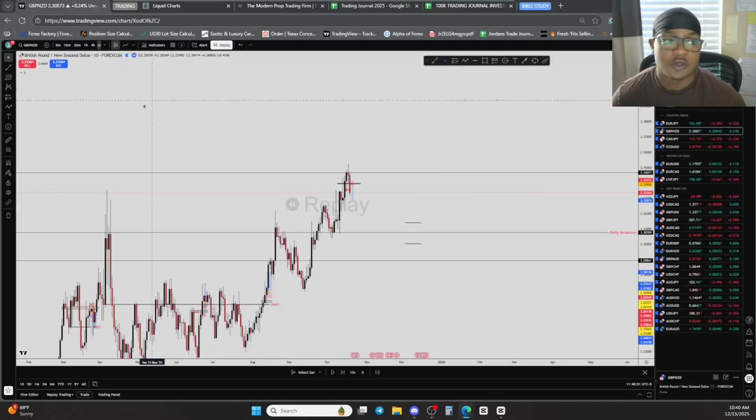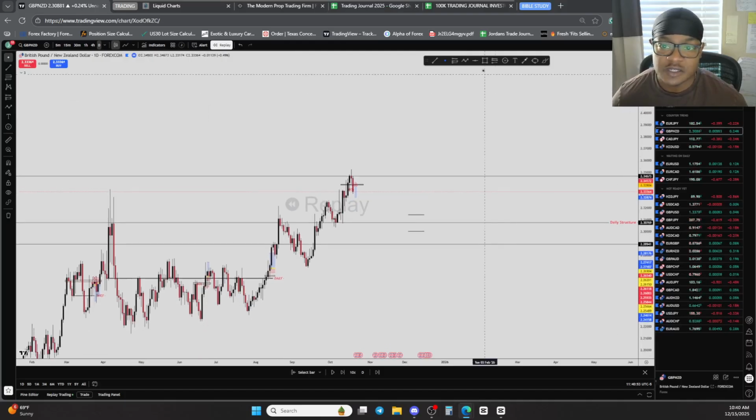Let me show you. So on GBP NZD, we can see on the daily time frame, clear as day, price is bullish. We have the recent break of structure. We have that higher high and higher low. When price was at the peak of this move, we see a beautiful 3-bar reversal that is followed up with the bearish engulfing past this previous bullish candle.